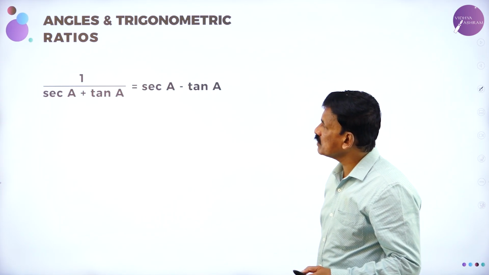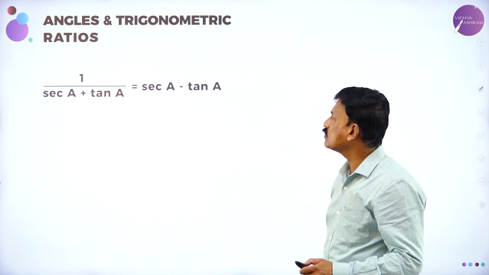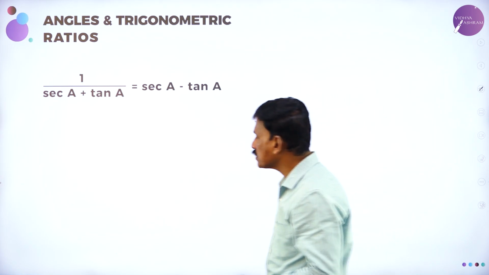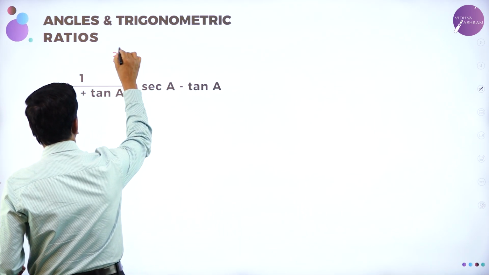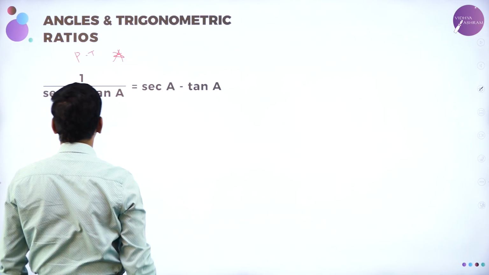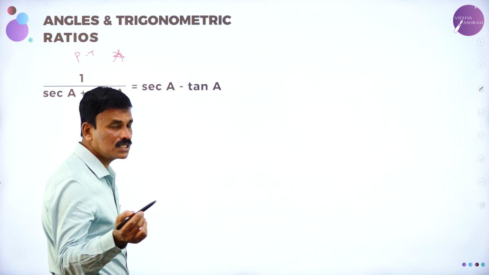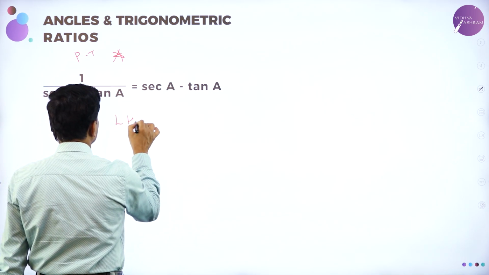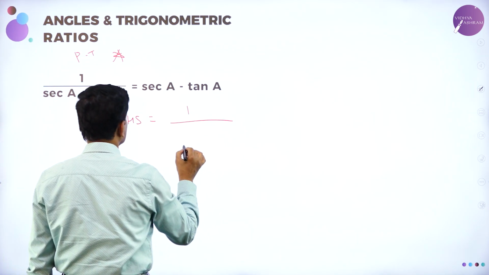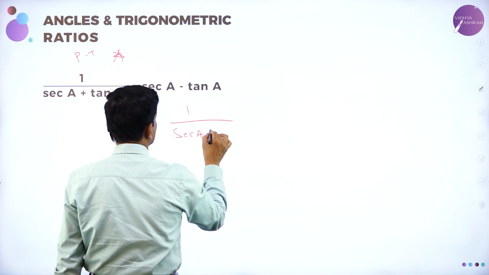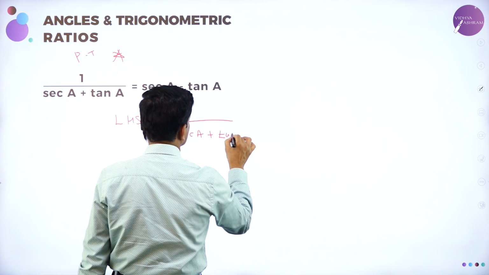Now prove that 1 over secant A plus tan A is equal to secant A minus tan A. This is also an important problem. To prove that 1 over secant A plus tan A is equal to secant A minus tan A, this is also a very important problem. Let us take LHS. What is LHS? 1 divided by secant A plus tan A.